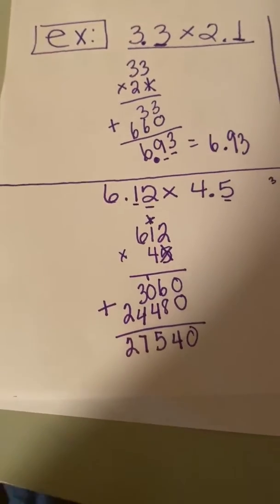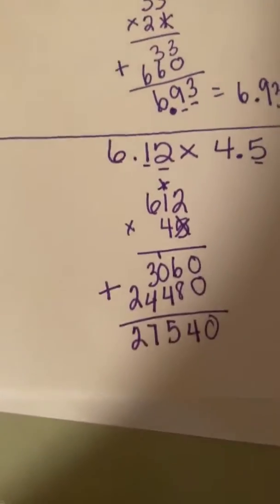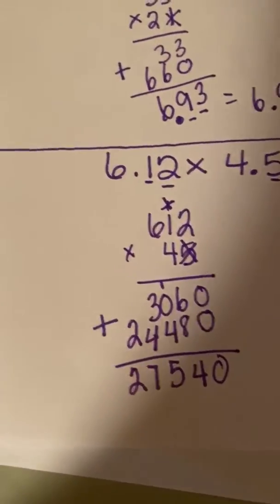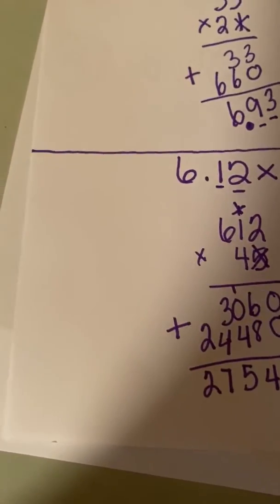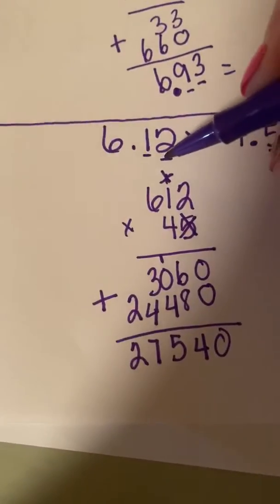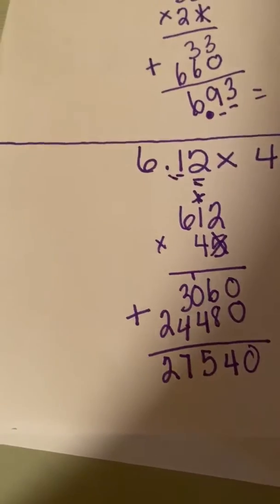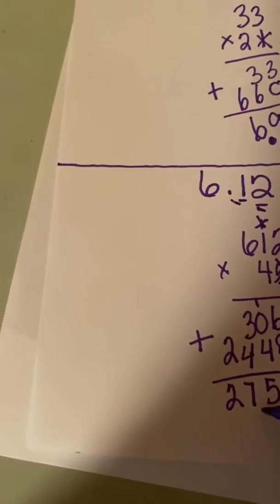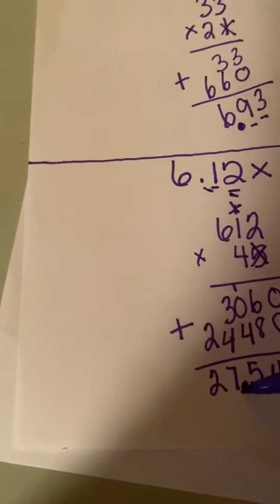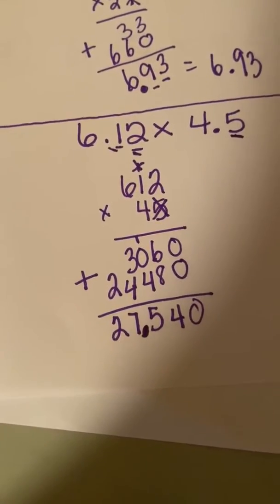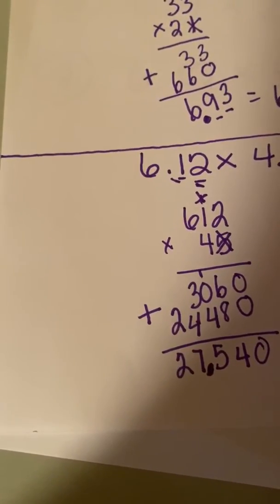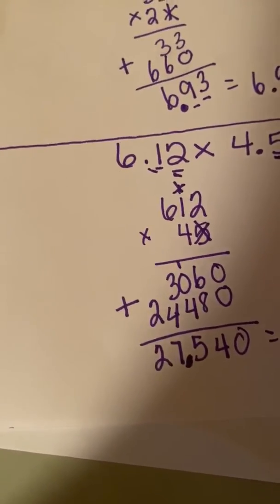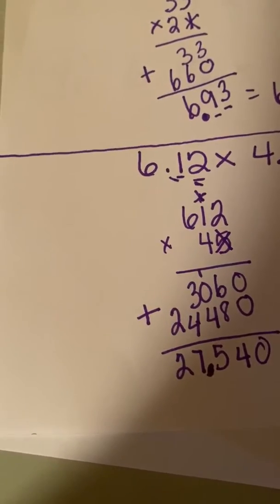27,540 is not my answer. It is really 27,540, but times what? I need 1, 2, 3 digits after my decimal. So I go 1, 2, 3, decimal. So my answer is 27 and 540 thousandths.